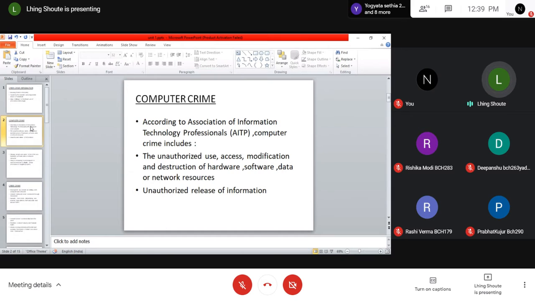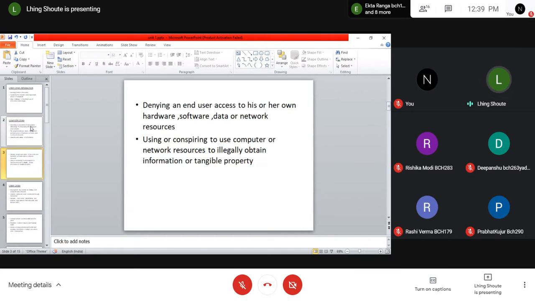It includes the unauthorized use, access, modification of hardware, software, data, or network resources, and also the unauthorized release of information, unauthorized copying of software, and also includes denying an end user his or her own hardware, software, data, or network resources, using or conspiring to use computer or network resources to illegally obtain information or tangible property. All these things amount to computer crime.